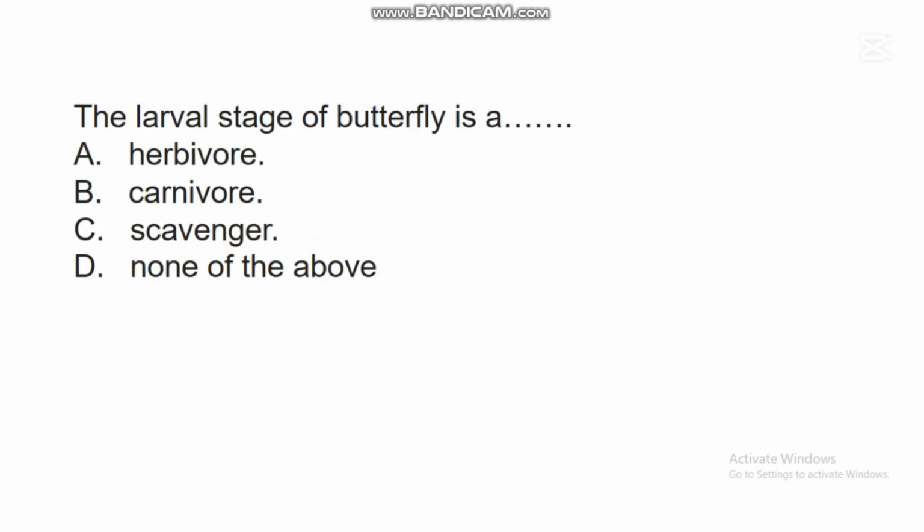The next question says, the larval stage of butterfly is a dash. A. Herbivore. B. Carnivore. C. Scavenger. D. None of the above. In this question, the correct answer is A. Herbivore. The larval stage of butterfly is called caterpillar, and this caterpillar feeds on the leaves of plants, so it's a herbivorous organism. So any organism that feeds on plants is called a herbivore.